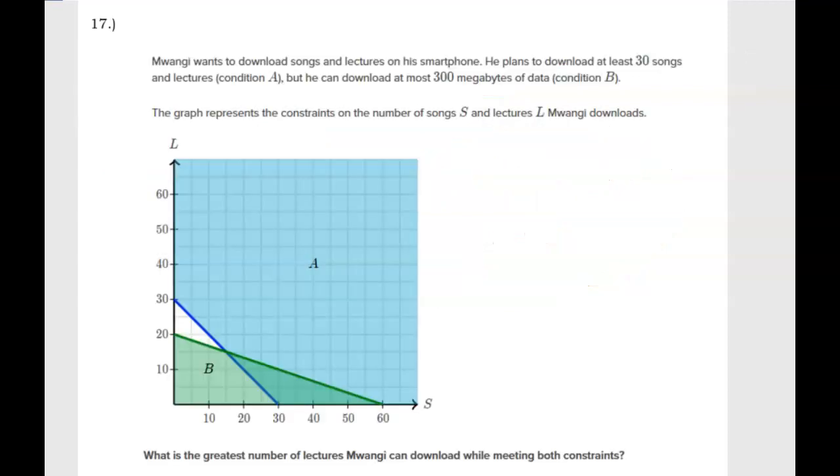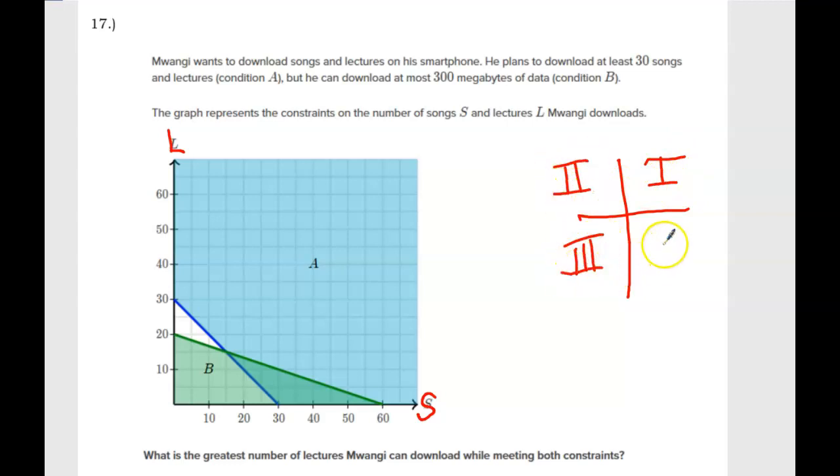All right, so if we look at this graph, it says Magwani wants to download songs and lectures on his smartphone. He plans to download at least 30 songs and lectures, but can download at most 300 megabytes of data, condition B. The graph represents the constraints. So here we have on the x-axis the number of songs, and then he has the number of lectures. Notice we're only modeling this in quadrant 1, and you're going to see that a lot because that's where we get our positives. So remember our quadrants. So many times with word problems, you're just going to get it modeled in quadrant 1.